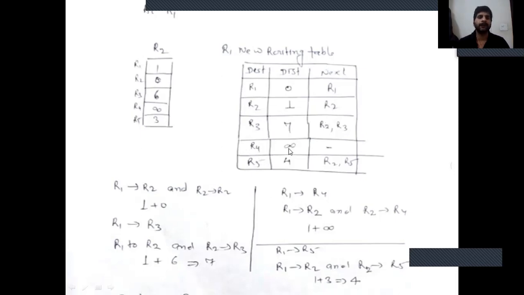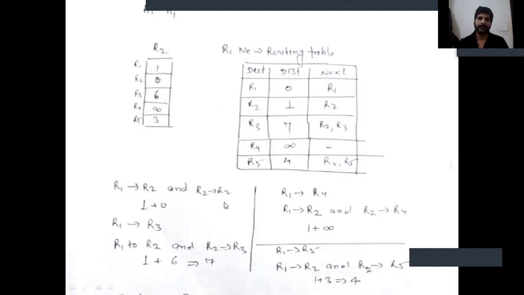Therefore, the value of R4 is 80 according to this distance vector table, and no next router. Now next router is equal to R5 and distance of next router equal to 3. 3 plus 1 equal to 4. We reached R5 with the help of R2. So this is the new routing table of R1.